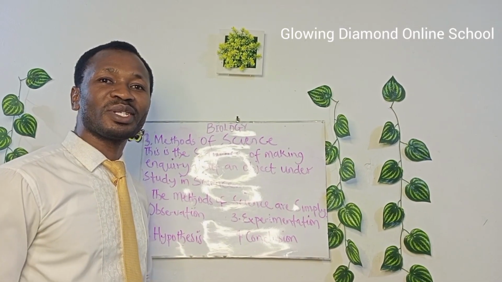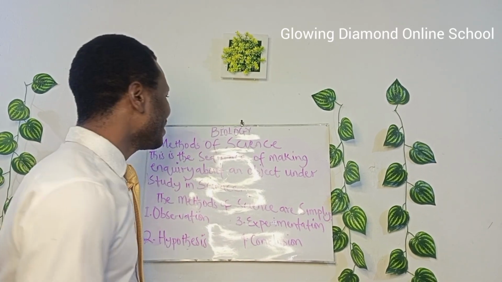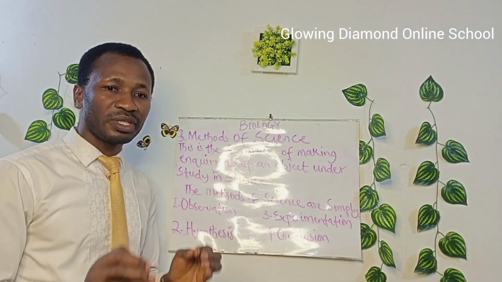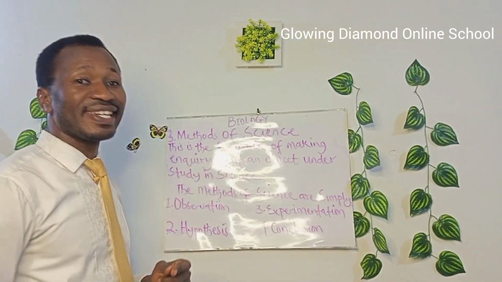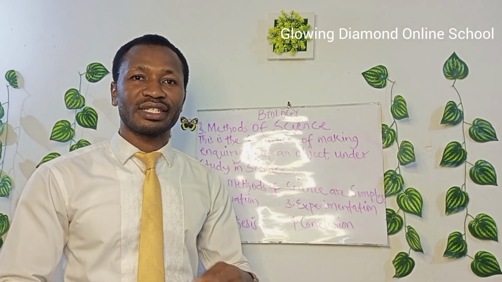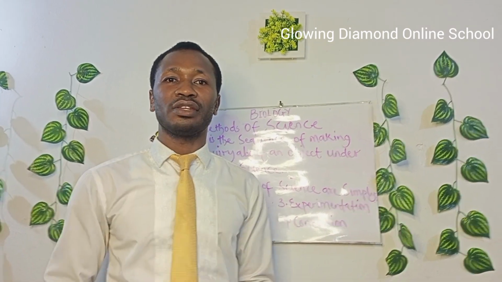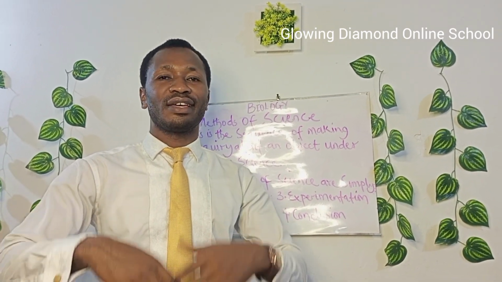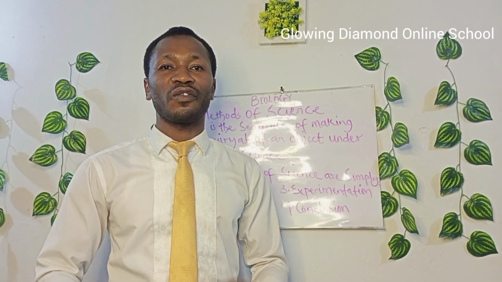On to the next point, which is methods of science. This is simply the sequence of making inquiry about an object under study in science. When we make inquiries about an object that scientists are studying, we refer to that sequence or process of inquiry as scientific method or methods of science.